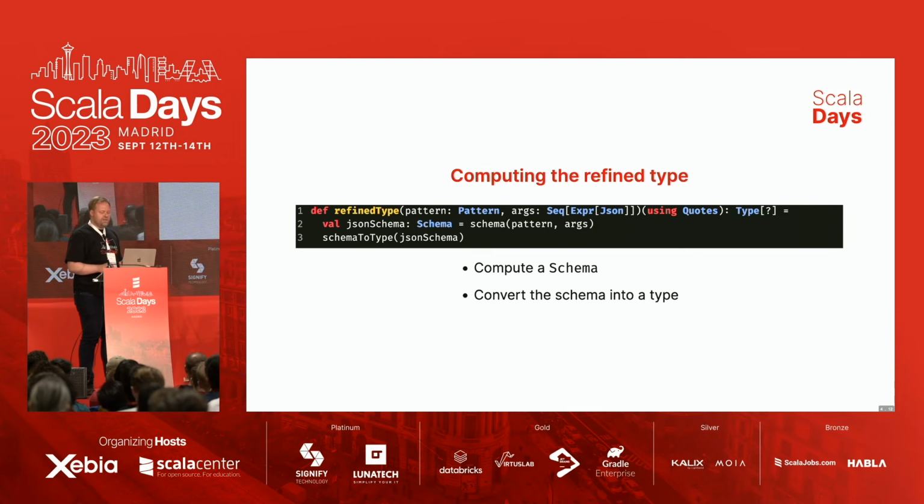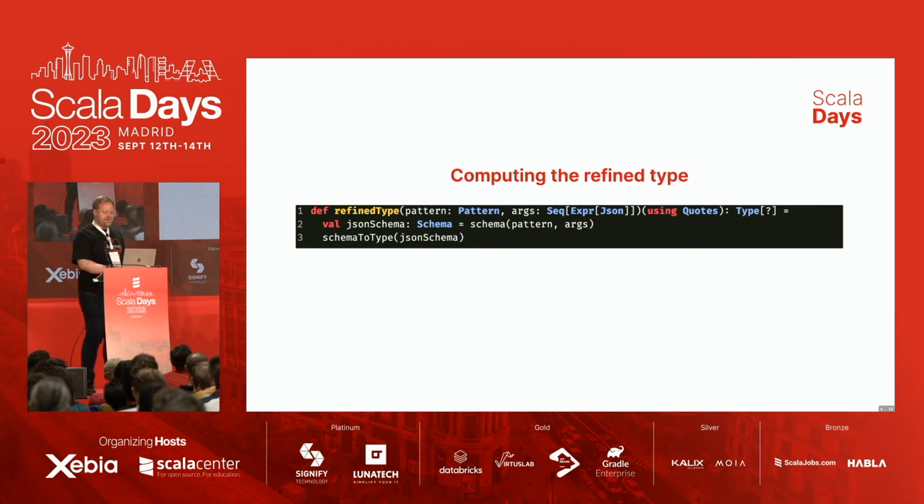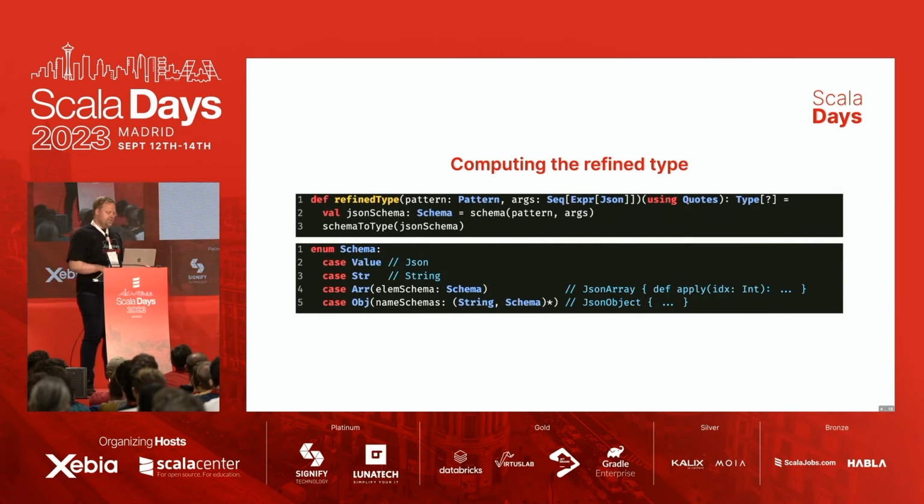Now we can have a look at how we actually implement this creation of our refinement type. We're going to do it in two steps. We're going to take the pattern and the arguments and create a schema from that, and then we're going to take that schema and compile it into a type. We don't know the type statically, so that's why it's still a type of question mark. And the schema will look like this.